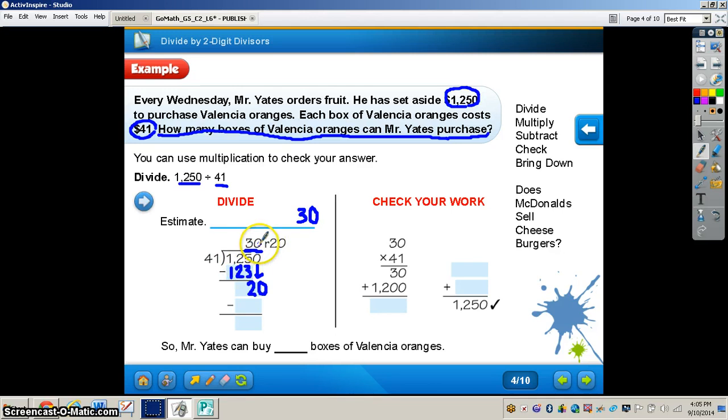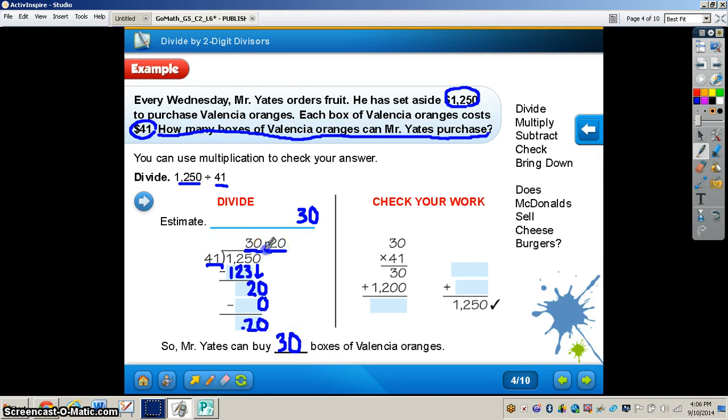And then from there, we divide. We cannot divide 20 by 41, so 0 times 41 gives us 0. We multiply. We subtract. 20 minus 0 is 20. We check that the difference is less than my divisor, so that is the remainder: 30 with a remainder of 20. So the answer here is, how many boxes of oranges can Mr. Yates purchase? He can buy 30 boxes.